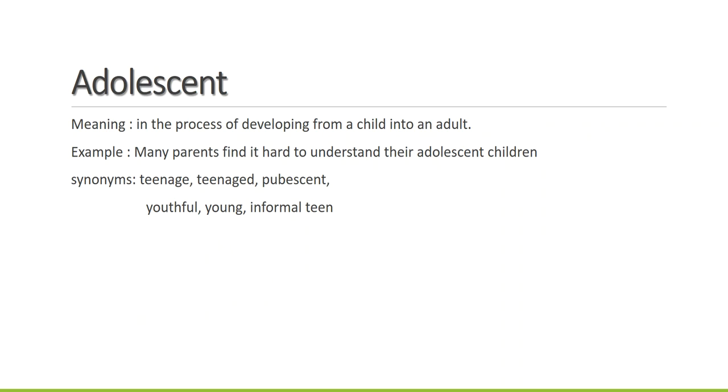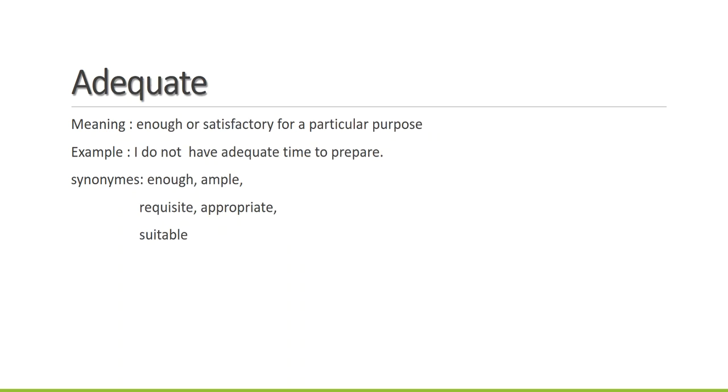And the next word is adolescent. The meaning of adolescent is in the process of developing from child into an adult. Example, many parents find it hard to understand their adolescent children. Synonyms are teenage, teenaged, pubescent, youthful, and informal teen.